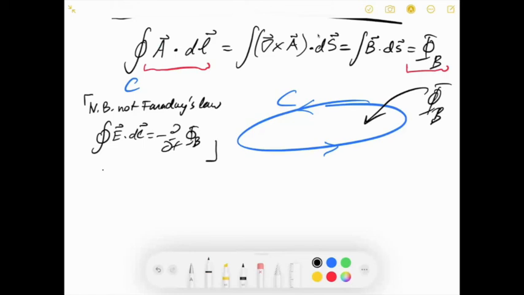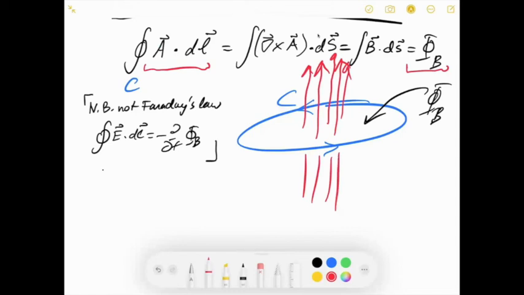Okay, so what can we do here with a magnetic field? Well, for instance, we could make a magnetic field here that is nicely confined, making all these magnetic field lines, but we're going to make sure that these field lines are confined to a region smaller than C.